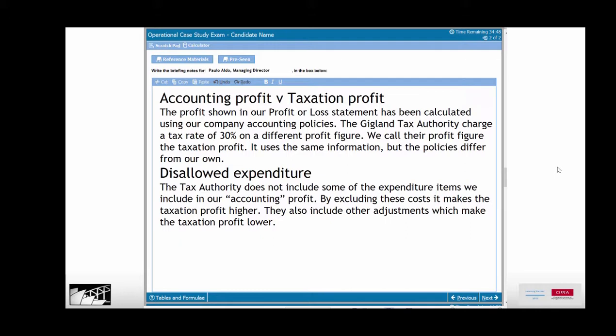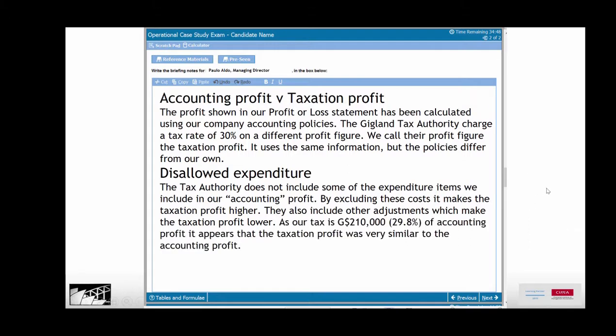Then we can introduce the disallowed expenditure. Now it's interesting here, and I'll show you that here we've got excluding the disallowed, it makes the taxation profit higher. But there are other adjustments which would bring the taxation profit lower. So in our case, always relating back to the scenario, we are showing that we understand what's going on, so there must have been a lower taxation profit than the accounting profit.